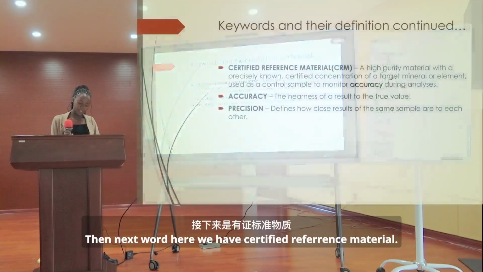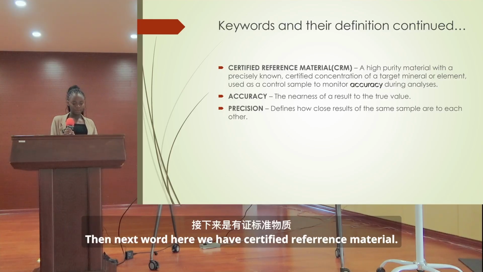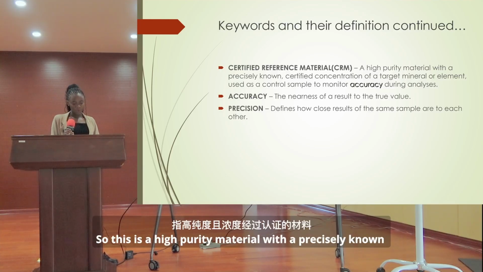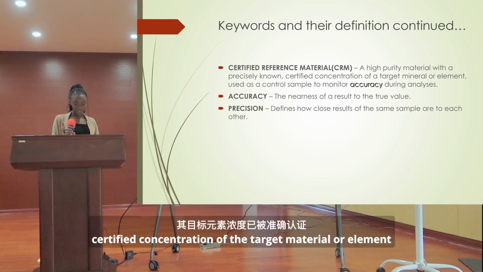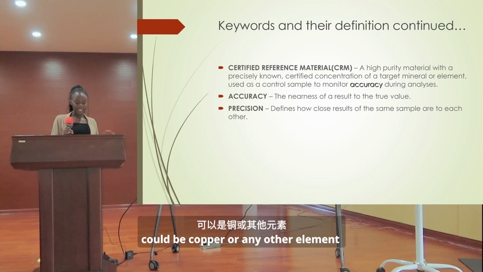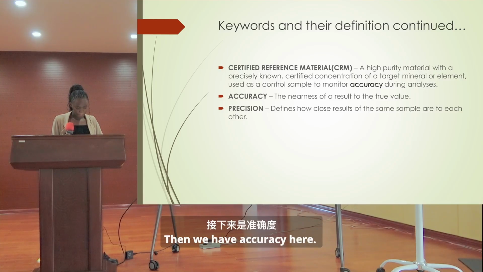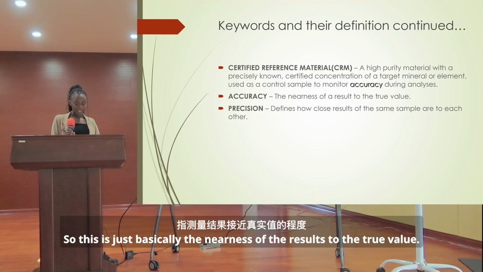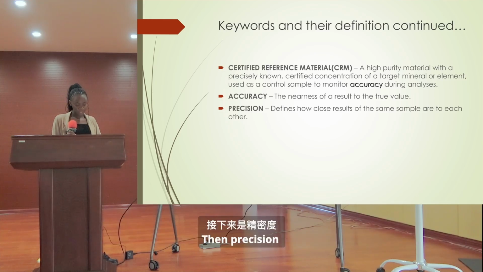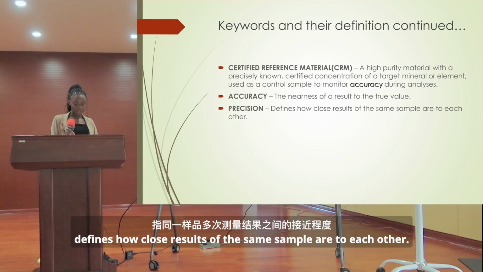Then the next word we have is certified reference material. This is a high purity material with a precisely known certified concentration of a target mineral or element, could be copper or any other element, used as a control sample to monitor accuracy during analysis. Then we have accuracy, which is basically the nearness of a result to the true value. Then precision defines how close results of the same sample are to each other.